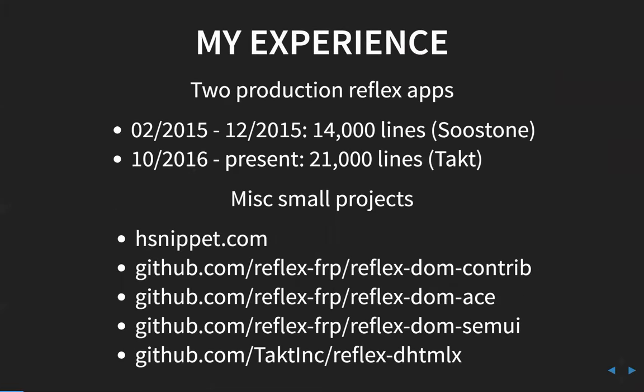So what is my experience? I've built two production Reflex apps. One was about 14,000 lines of code while I was at Suestone a few years ago. And now the app that we're working on at TAC is about 21,000 lines of code at the moment. Those are pretty substantial projects, and we've learned a lot in the course of doing that. This talk is a summary of that stuff. I also have a few small projects: Hsnippet.com, which is the fastest way to start writing Reflex code. You just go there and log in and start writing. And a few other miscellaneous libraries.